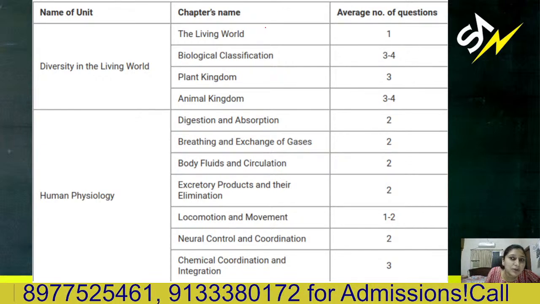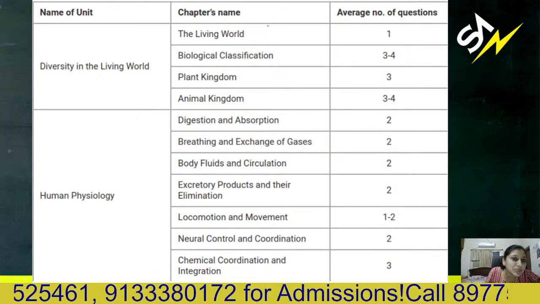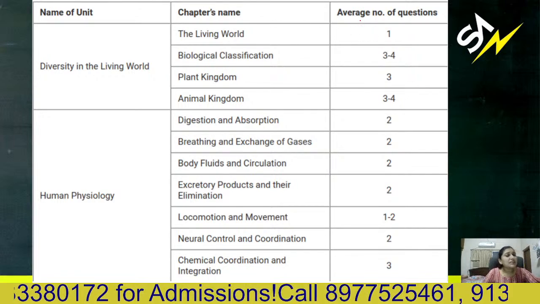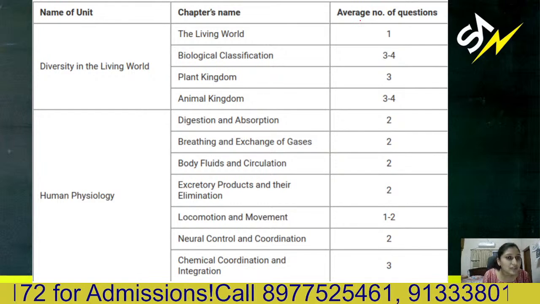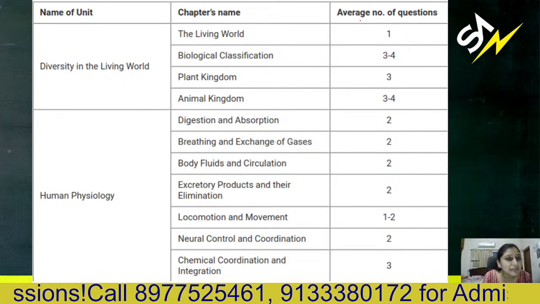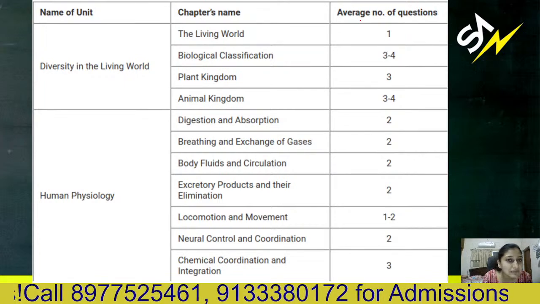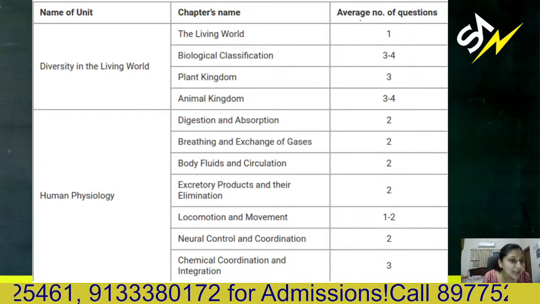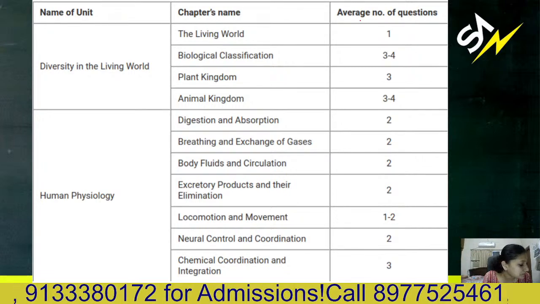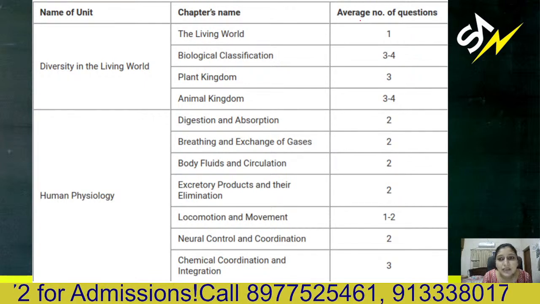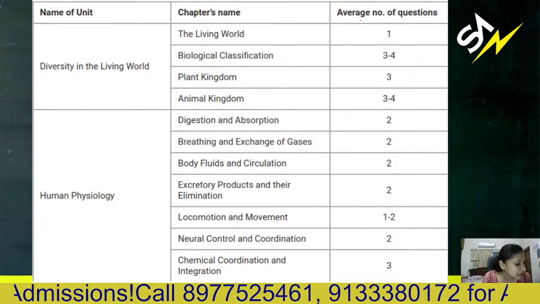The average number of questions asked till 2019, you can say, is only 1 question. But yes, still we can't skip it, because sometimes they'll ask some species names, some biological names, and that we will consider in biological classification. Maybe it will be from the living world. So altogether it is diversity in the living world only, right? From this unit you can expect around 9 questions.